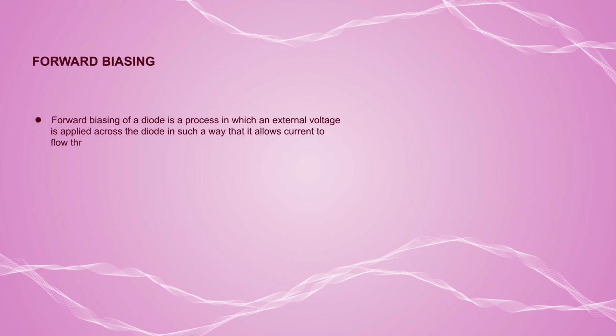Now, let us study in detail what is forward biasing. Forward biasing of a diode is a process in which an external voltage is applied across the diode in such a way that it allows current to flow through it. After applying the forward biasing, the depletion layer is removed and the current starts flowing from anode to cathode. So, this type of biasing is called as forward biasing, which allows the current to flow from anode to cathode.